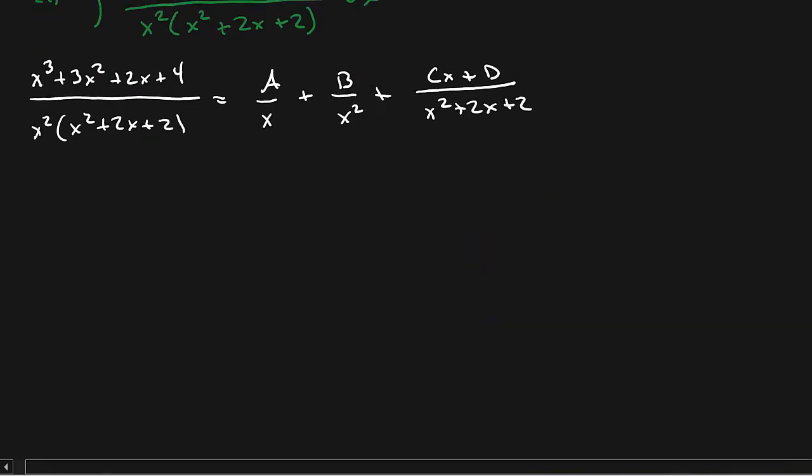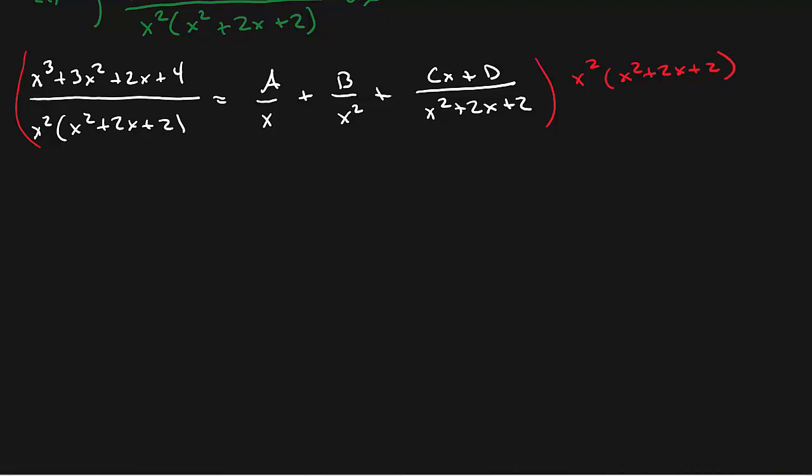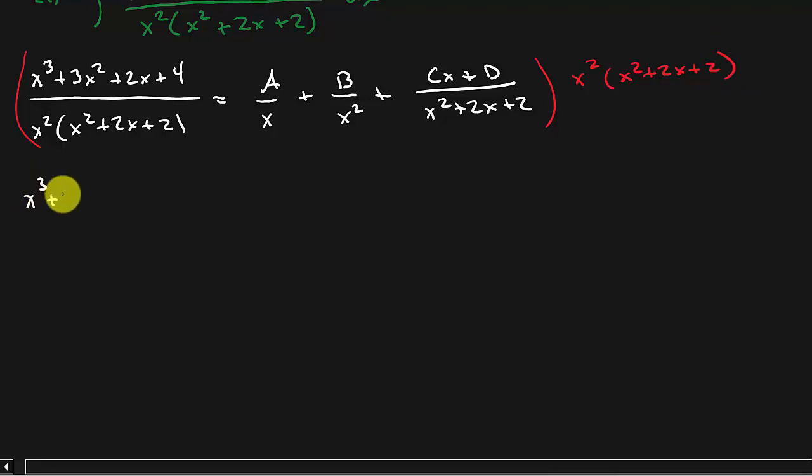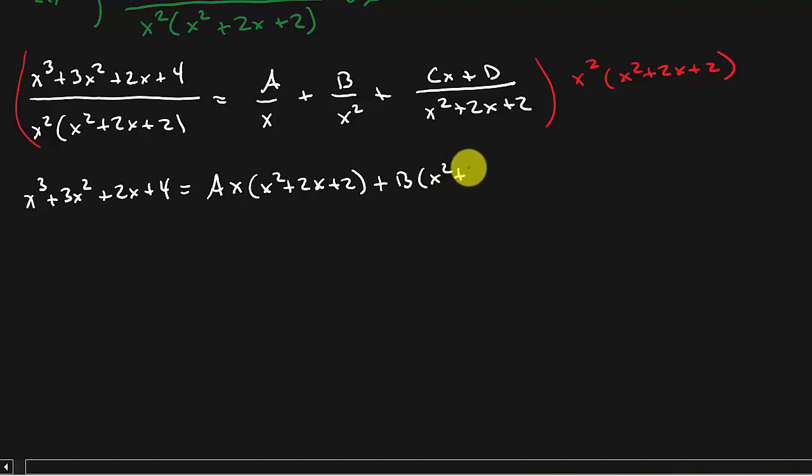All right, and then we're going to multiply everything through by the common denominator. And so that's going to give me x cubed plus 3x squared plus 2x plus 4 equals ax times x squared plus 2x plus 2 plus b times x squared plus 2x plus 2 plus cx plus d times x squared.